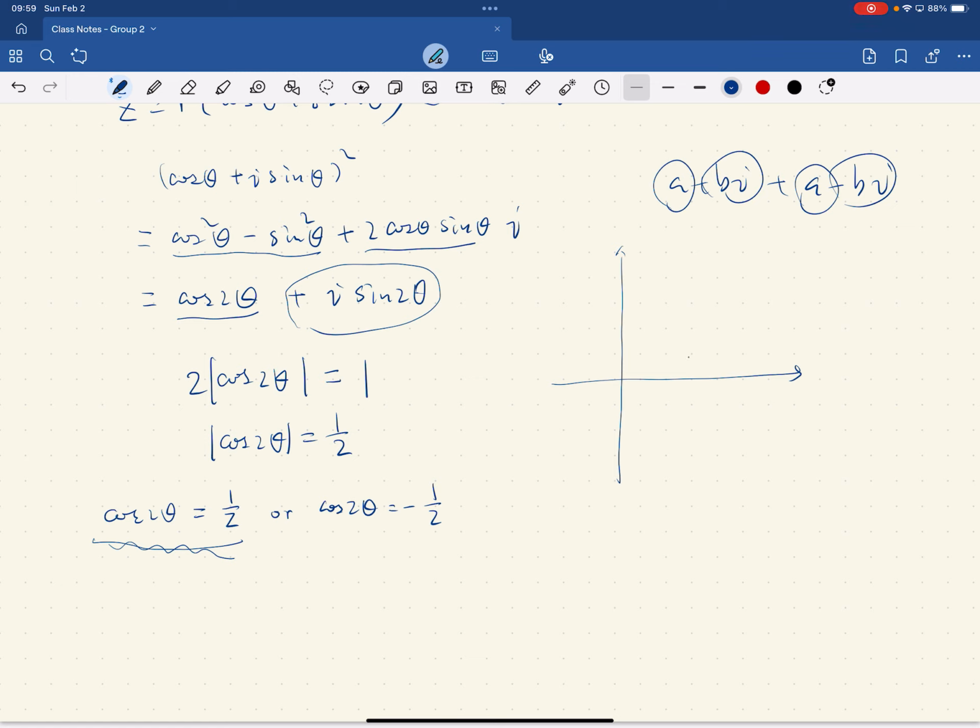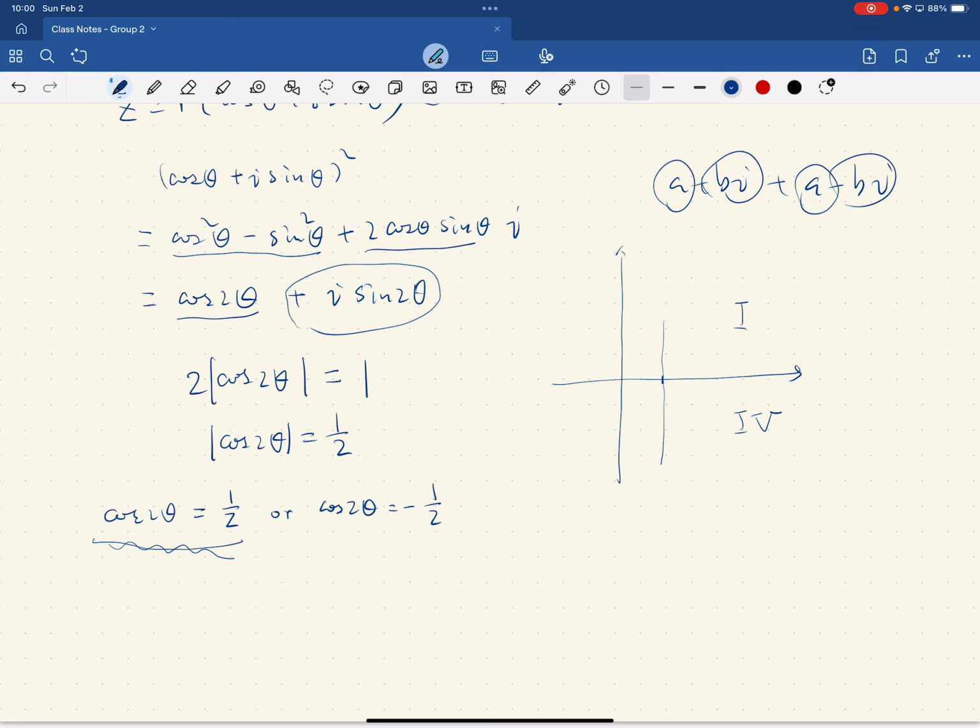It's 1/2, right? When it's positive, cosine value is positive. It's either in quadrant 1 or quadrant 4, right?